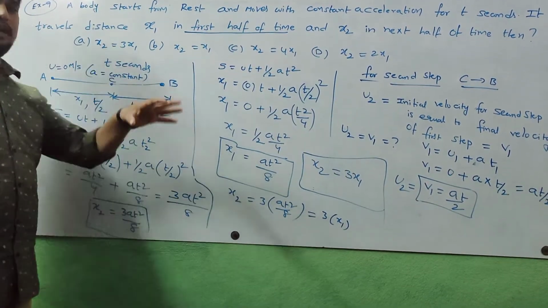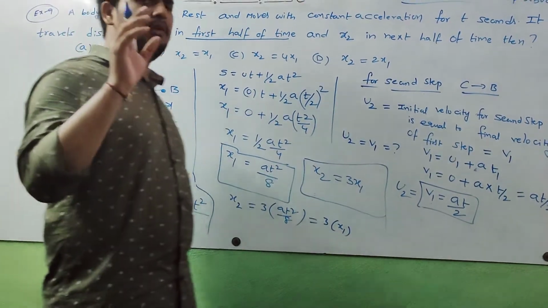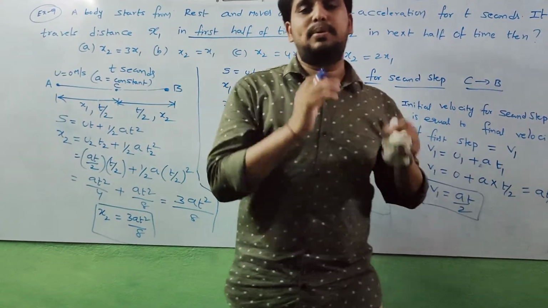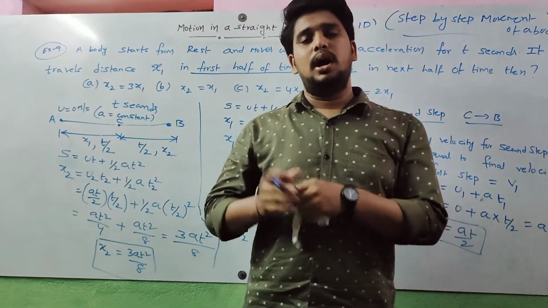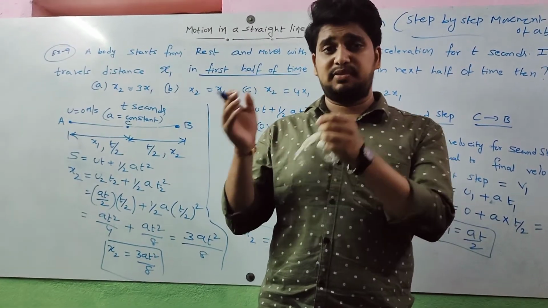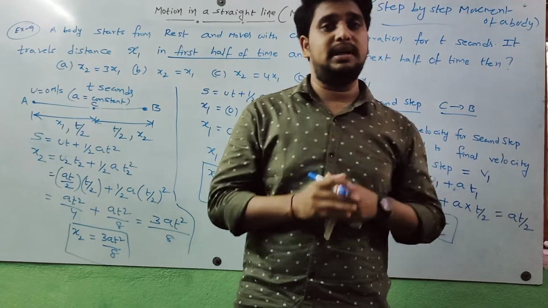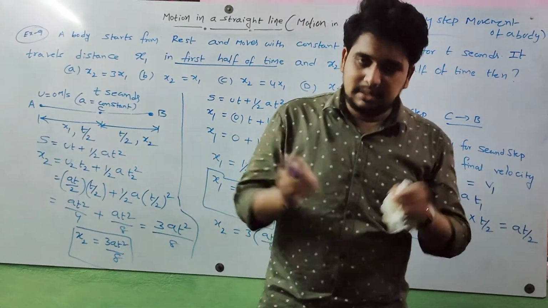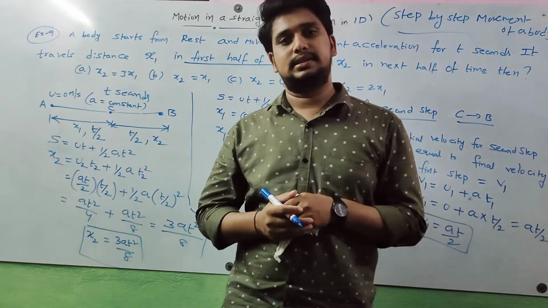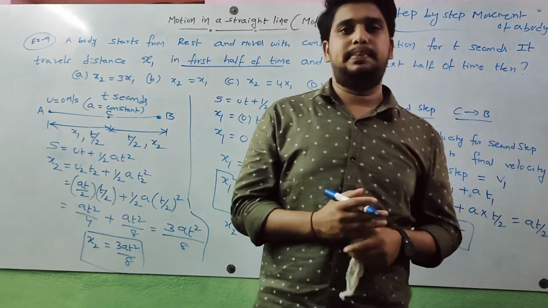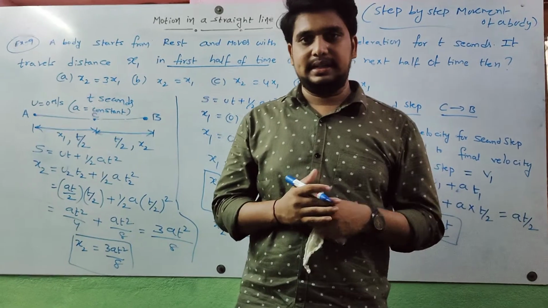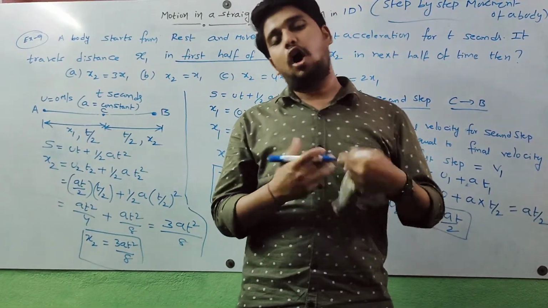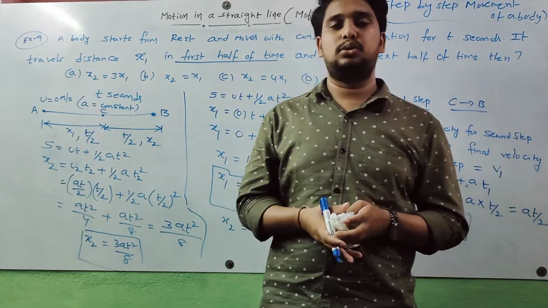So observe carefully, these type of problems are very important. This is a step-by-step moving problem. For the first step, the body covers distance S1 meters and time is half of the time. Total time is t, so half of the time means t by 2 seconds. For the second step, the body covers distance S2 meters and time is also half of the time, that means t by 2 seconds.